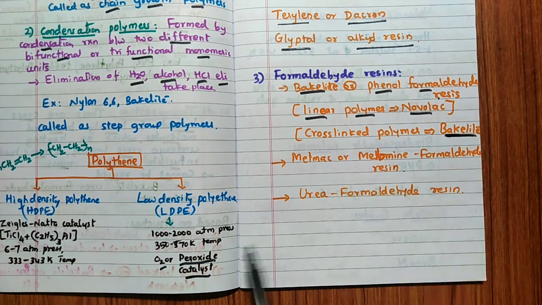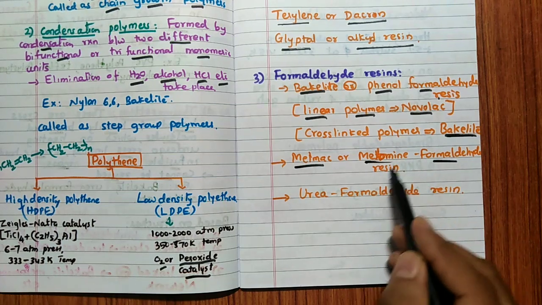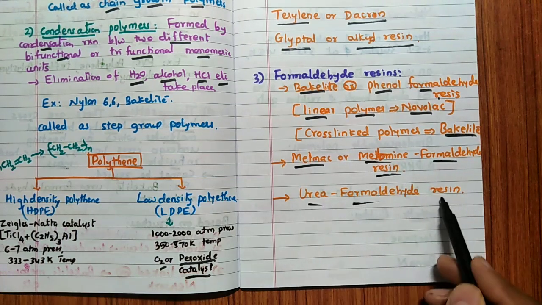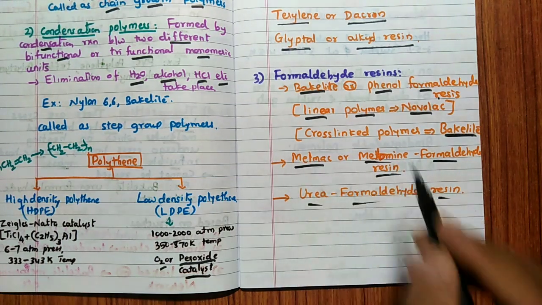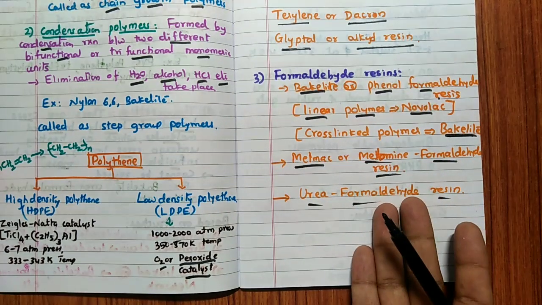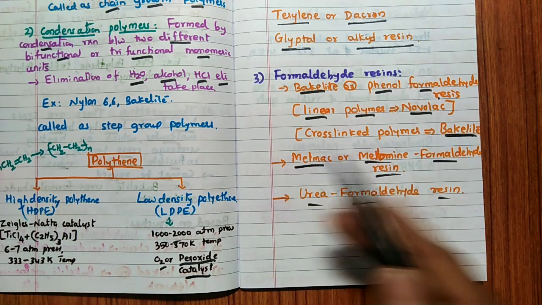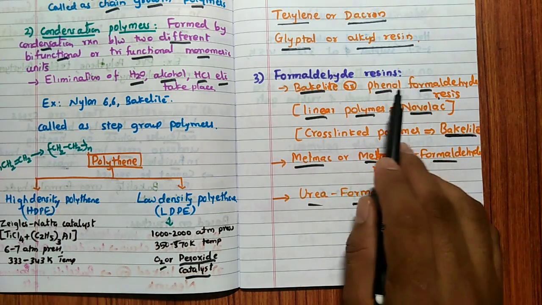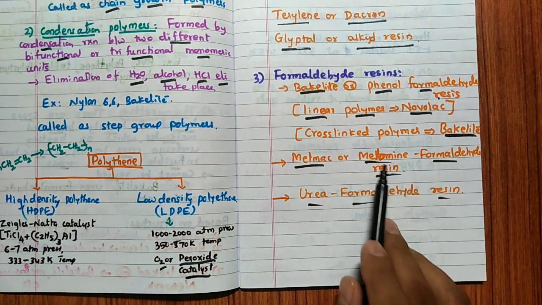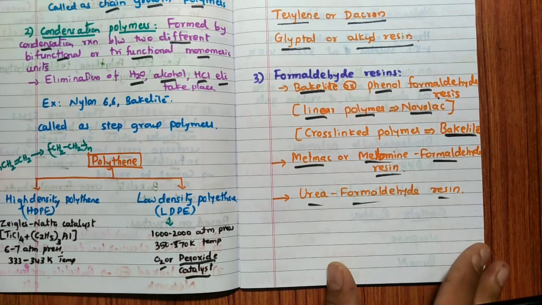So remember that. Then the second one is melmac or melamine formaldehyde resin. Third one, urea formaldehyde resin. So these are the formaldehyde resin types. You can easily identify these because in the name itself formaldehyde will be there. And in these cases the monomeric units are also very simple. Here the monomers are phenol plus formaldehyde. Here melamine and formaldehyde. Here formaldehyde and urea, like that.